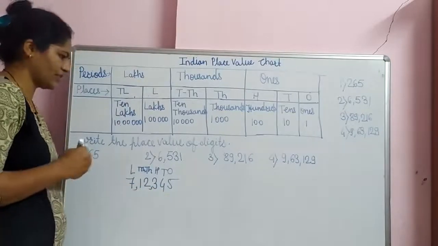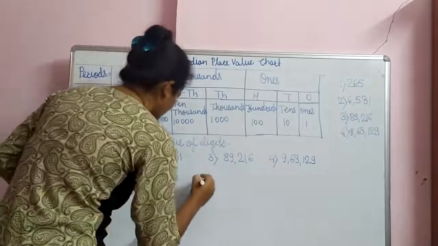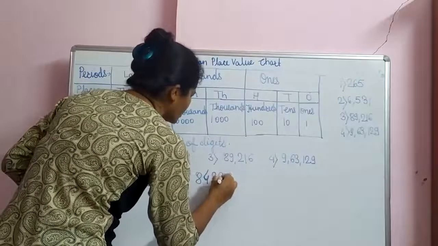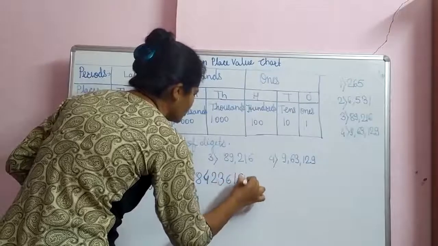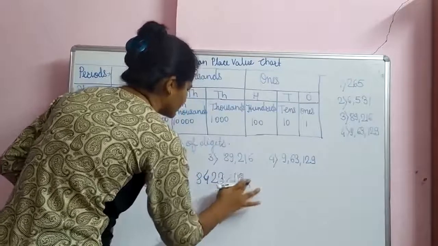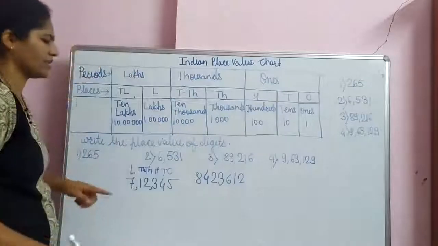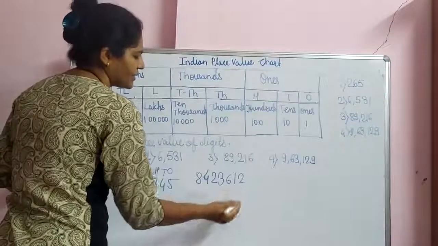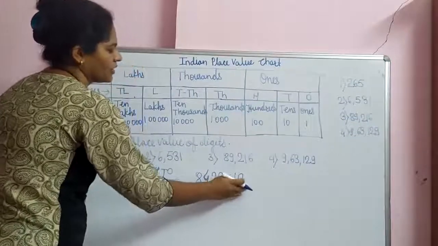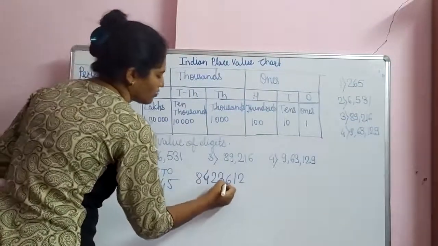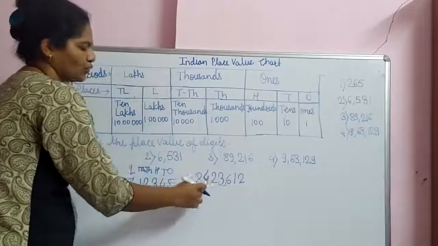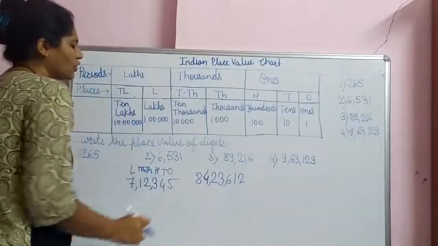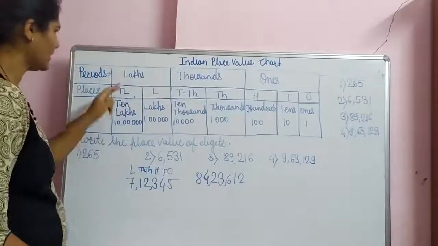So one more example we will see. Suppose the number is 8, 4, 2, 3, 6, 1, 2, 3. Again we start grouping from the right side. We count firstly 3 places: 1, 2, 3. Give a comma here. Then a group of 2, 1 and 2. And the next group is automatically formed. Here also 2 numbers are there, that is the lakh group.